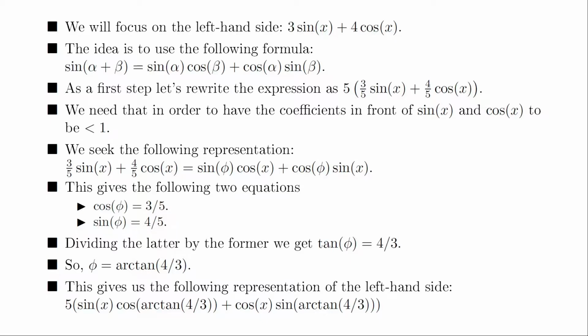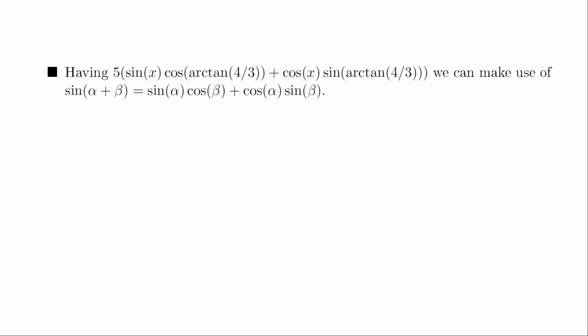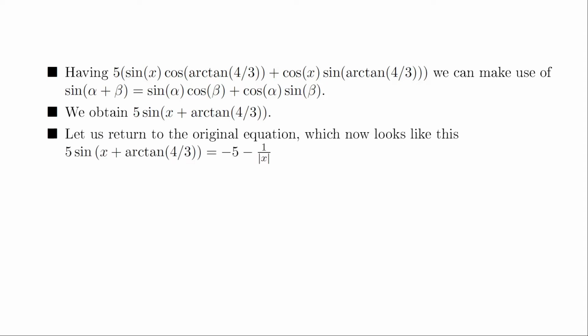Let's clean up. Having obtained the new form of the left-hand side, we can make use of the formula for the sine of the sum of two angles, as intended. We obtain 5 times the sine of (x plus the arctangent of 4/3). This will be our final form for the left-hand side. Let us return to the original equation, which now looks like this: 5 times the sine of (x plus arctangent of 4/3) equals minus 5 minus 1 over the absolute value of x.